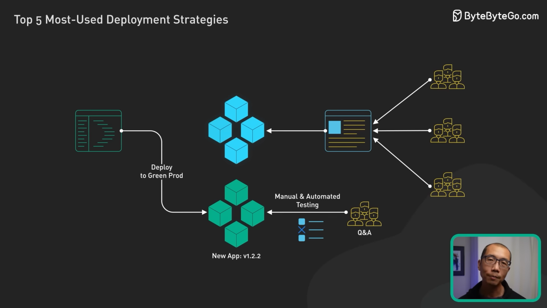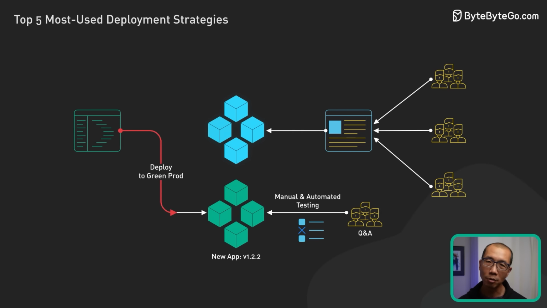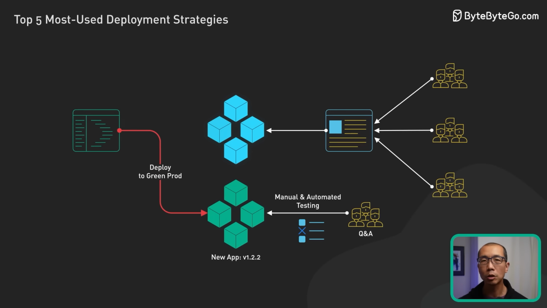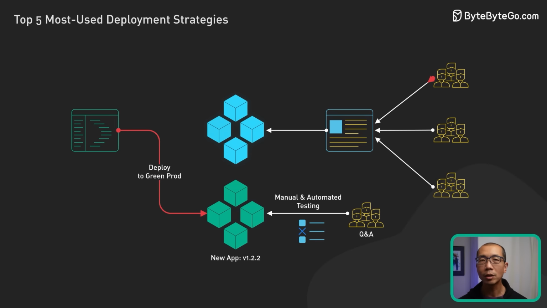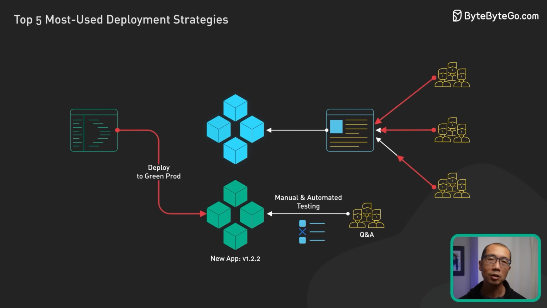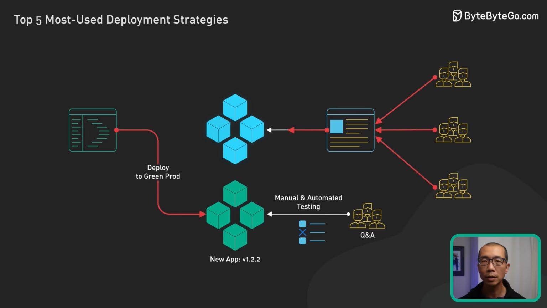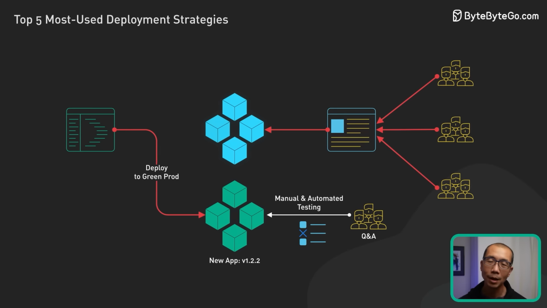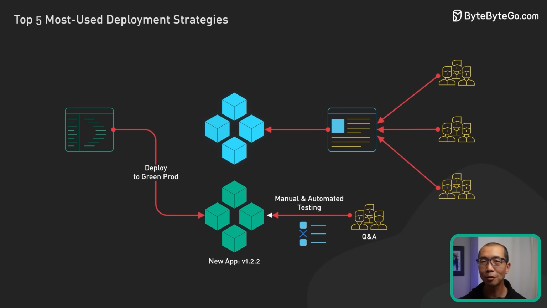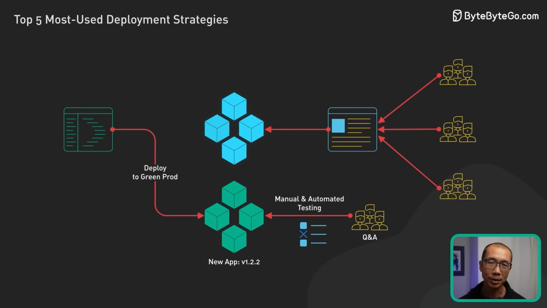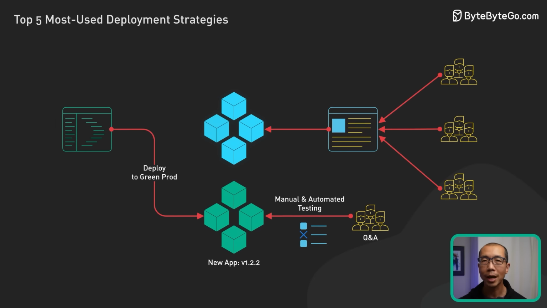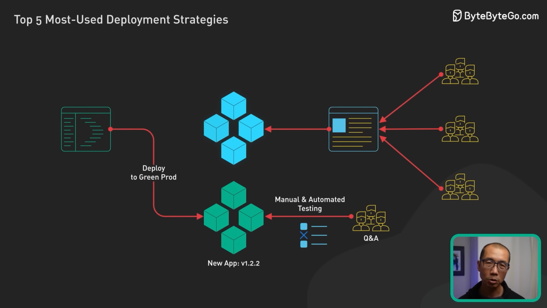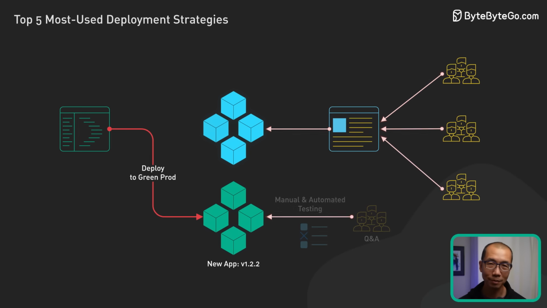Here's how it might work. When we have a new version ready to go, we deploy it to the green environment. While this is happening, the blue system is still live and serving the current version of the application to users. Our QA team then tests the new version in the green environment. This gives us the chance to catch and fix any bugs or issues before they reach our users.